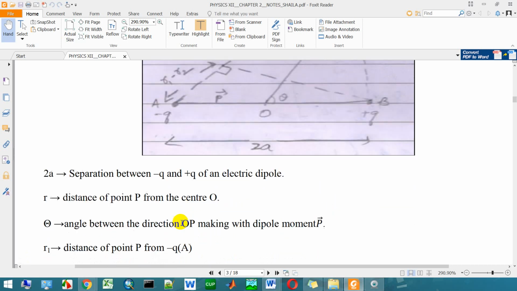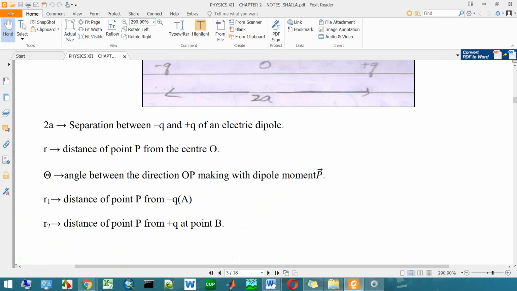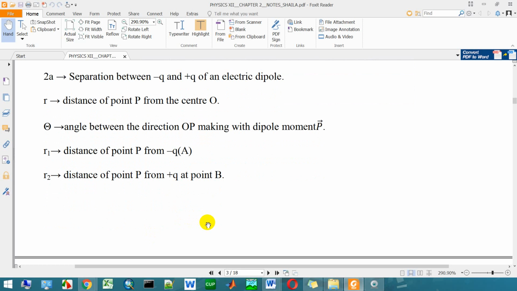So all the parameters as I explained here: the separation between minus Q and plus Q of the electric dipole is 2a, the distance of point P from center O is r, theta is the angle between OP and the dipole moment p, r1 is the distance of point P from minus Q, and r2 is the distance of point P from plus Q at point B.